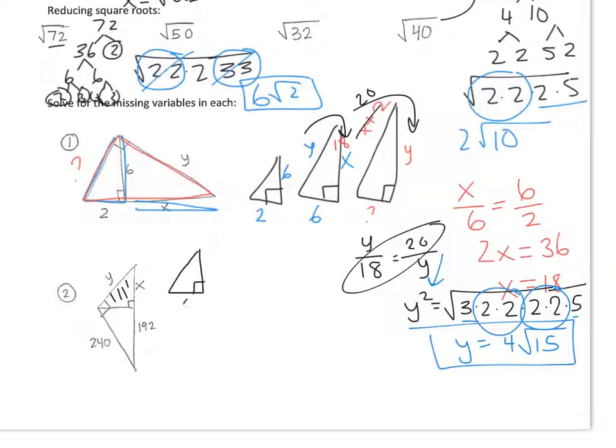The short side is x, the long side we don't know, and the hypotenuse is y. We have a medium triangle where we don't have the short side labeled, the long side is 192 and the hypotenuse is 240. And then we have the big triangle, where the short side is y, the long side is 240, and the hypotenuse is x plus 192.